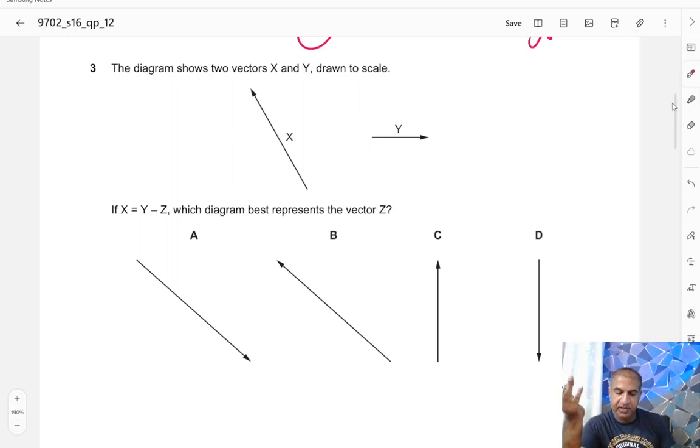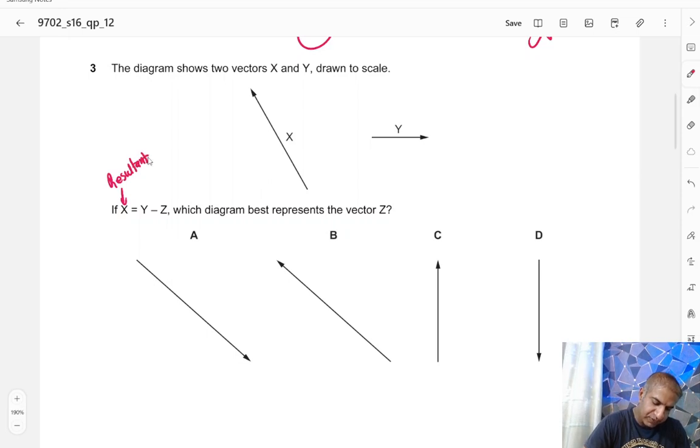Obviously there is no concept of scale when I'm solving it digitally, because I can zoom in and tamper with the scales. So let's see what this question is all about. If x is equal to y minus z, which diagram best represents the vector z? So x should be the resultant vector.